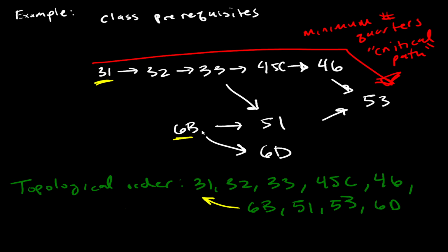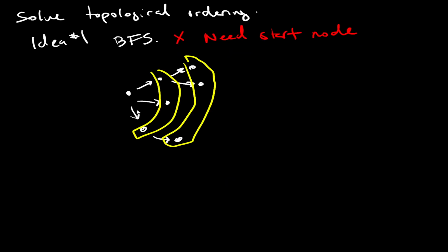So here, and it's not even guaranteed that your graph is connected, these dependency graphs, right? So 31 and 6b do not have any incident edges. So you would need some way for your BFS to explore both of those. And it's kind of unclear how that gets accomplished, right? So let's go on to idea number 2.